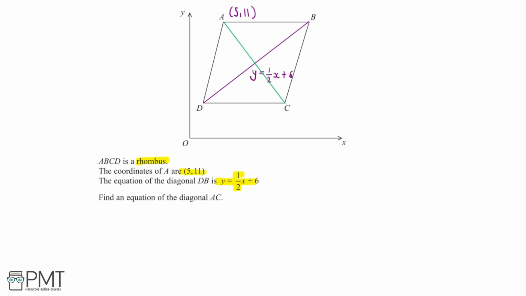So what we need to understand is that DB and AC are perpendicular to one another. And this is going to help us answer our question. When two lines are perpendicular, their gradients multiply to give -1, which means that one is the negative reciprocal of the other. So we can write this down over here.